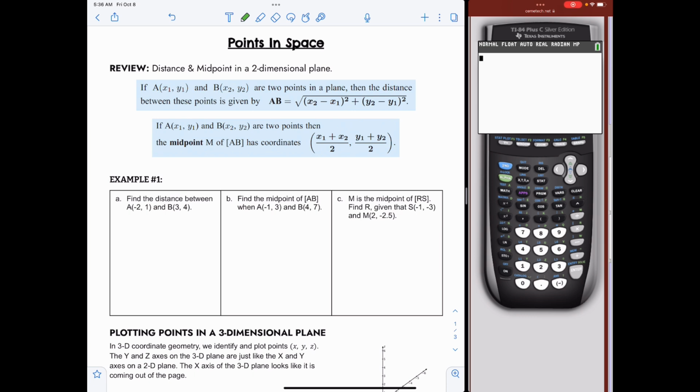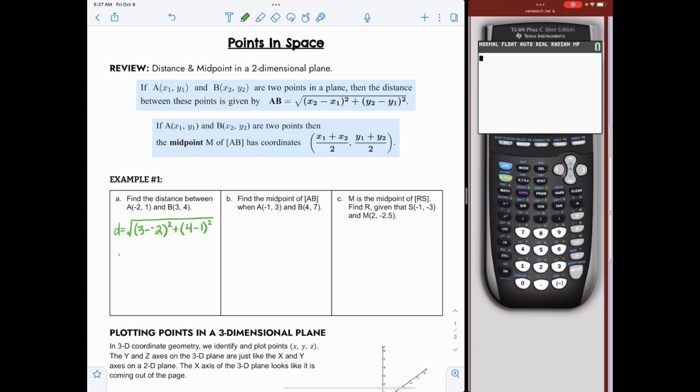So let's look at number 1. Find the distance between A and B. So remember, we're using the distance formula. So I know that my distance is going to be equal to the square root of x2, which is 3, subtract x1, which is -2, squared, plus 4, which is y2, minus 1, which is y1, squared.